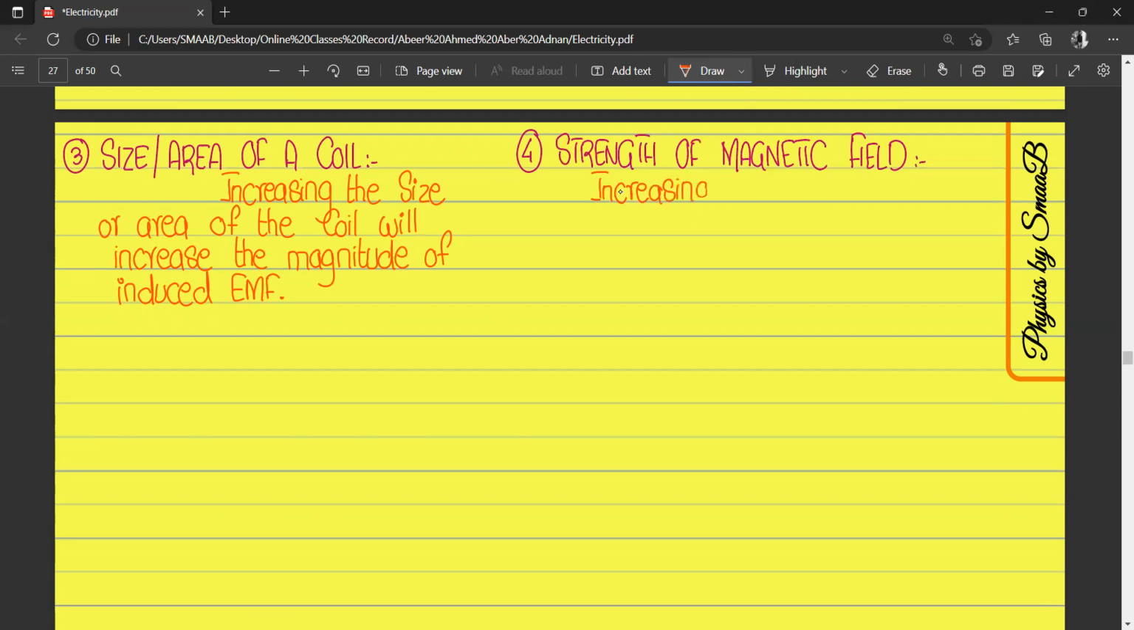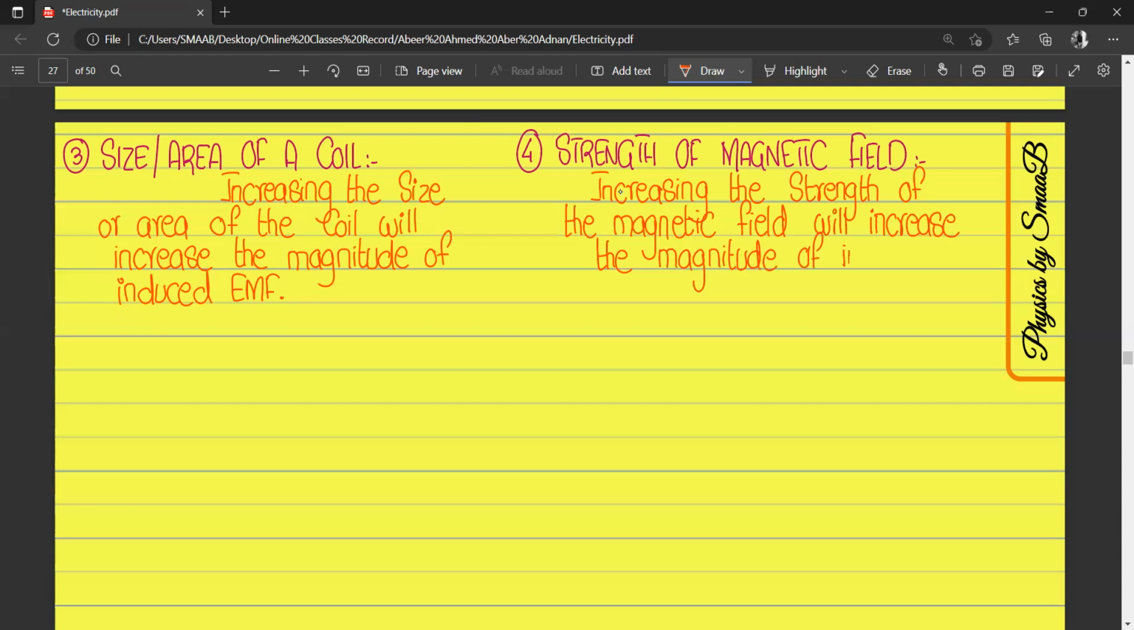increasing the strength of the magnetic field will increase the magnitude of induced potential difference or EMF, right?